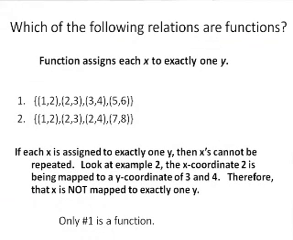Now, if each x is to have only one y, then all of the x coordinates will need to be different. For the second example, the second and third point have the same x coordinate. This x coordinate of 2 is then mapped to two different y coordinates, 3 and 4. This violates the definition of a function.